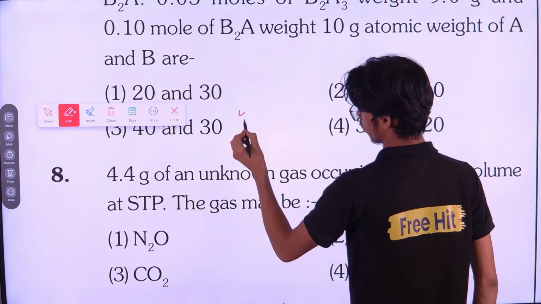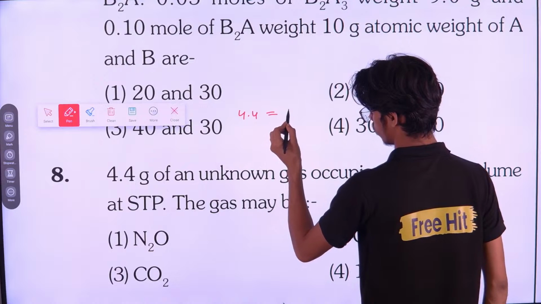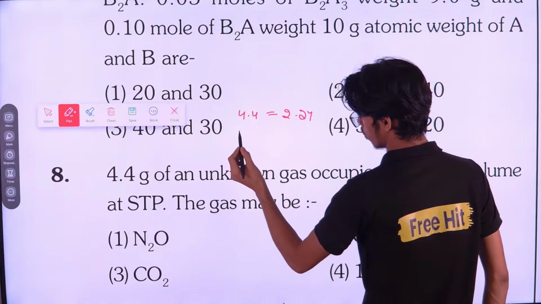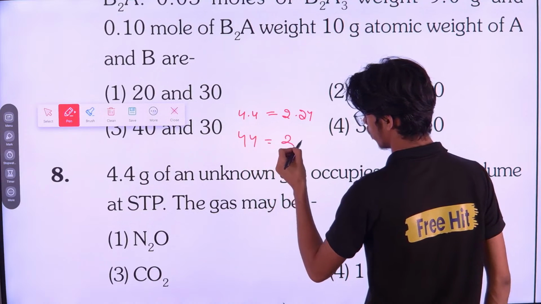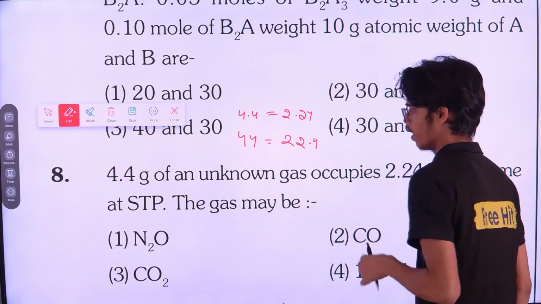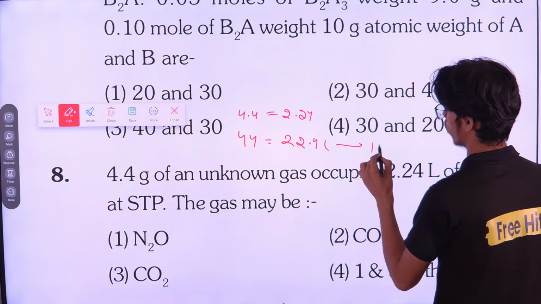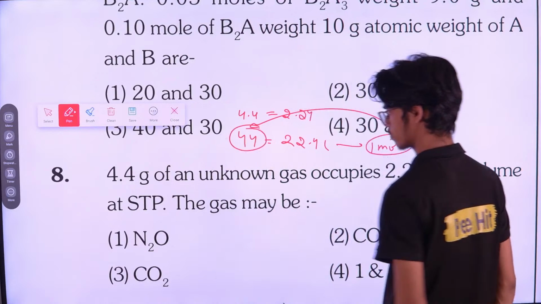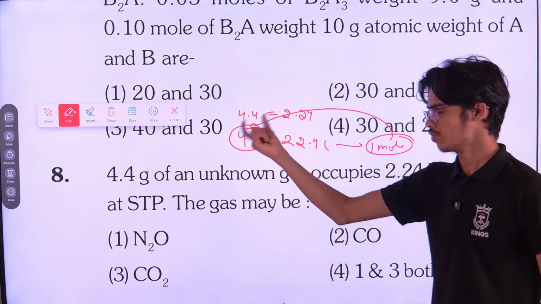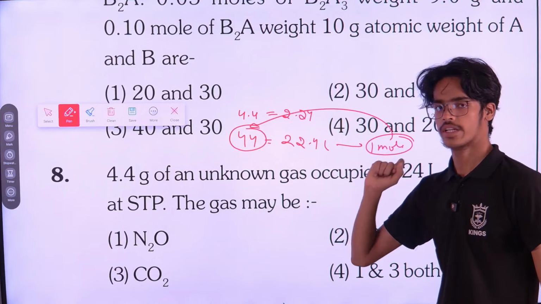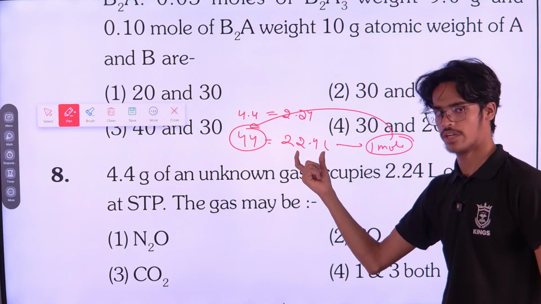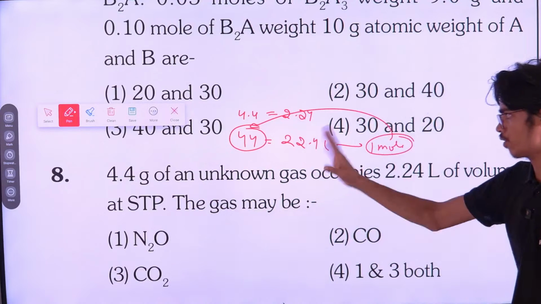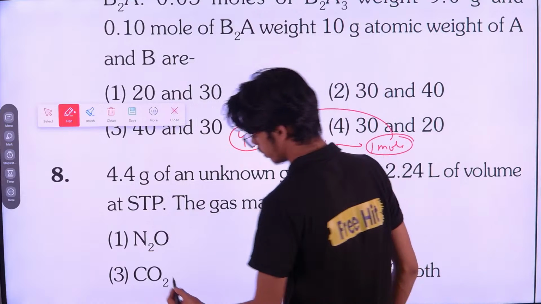So 4.4 gram is equal to 2.24 liter, right? If I multiply them both by 10, you get 44 grams is equal to 22.4 liter. And 22.4 liter is the volume of 1 mole. Got it? So it means this is the mass of 1 mole of the gas. Understandable? 4.4 gram is the mass of 2.24 liter. 44 gram is the mass of 22.4 liter, which is 1 mole. So any gas which has a mass of 44 is going to be the answer. CO2 is the right option.